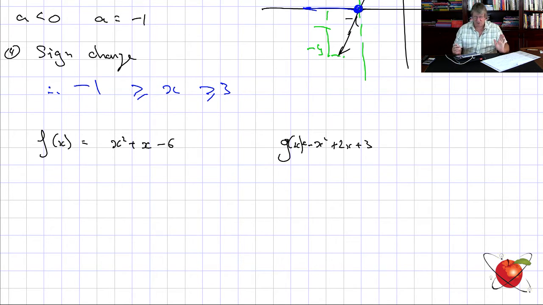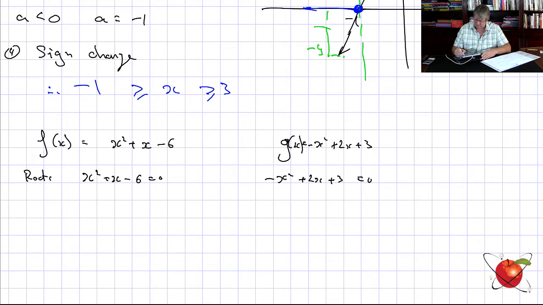Now, let's sketch them on the same axes. First of all, we have to find the roots. They are already in the form x squared plus x minus 6 equals 0, and minus x squared plus 2x plus 3 equals 0. Now I've got to find the roots of these two. We've already done them before, so we know the roots of this one: x is going to be minus 3 and 2.